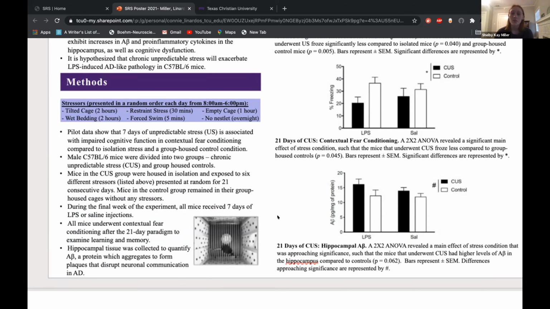So as Evan said, the strain of mouse that we used in the actual experiment that I'll now introduce to you is the C57BL6 mouse. All of them are male, and we divided them up into 2 groups. So we had the chronic unpredictable stress group, which I will refer to as CUS, and then we had the group housed controls. Those mice who were in the group housed controls, we kept in standard laboratory conditions, not in isolation. And then for those who were in the CUS group, we exposed them to 6 different stressors, which are highlighted in this blue box up here.